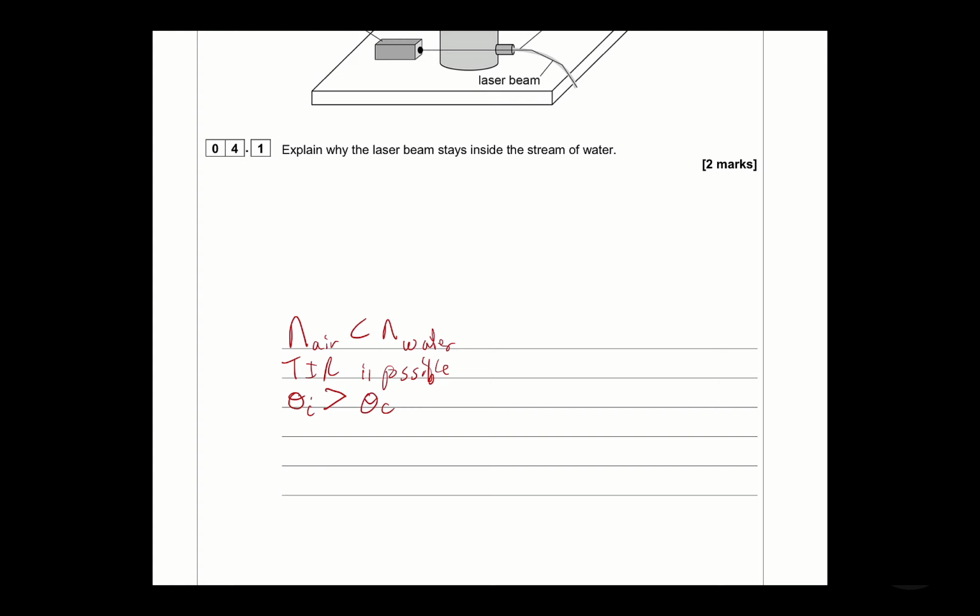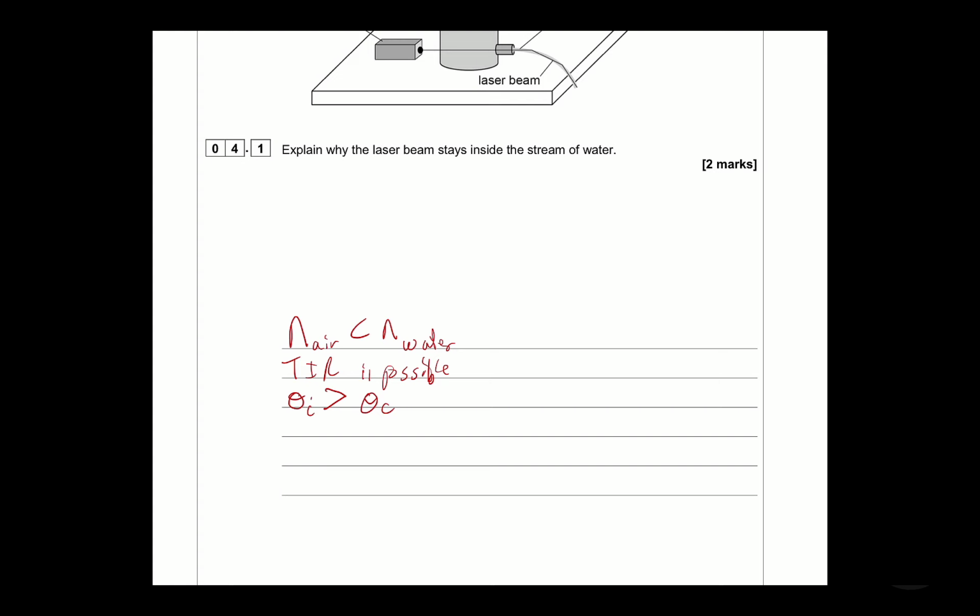So really, you've got to link in the fact that because this critical angle exists, because we're bending away from the normal, we will reach a point where our angle of refraction is 90 degrees, and it can't get any bigger than that, so we get total internal reflection occurring. And in that case, the laser beam will stay inside the stream of water.